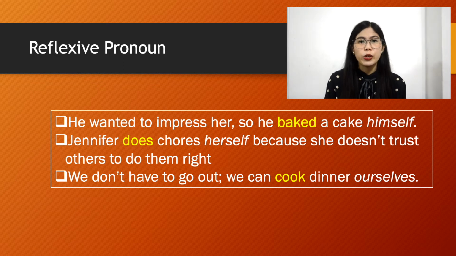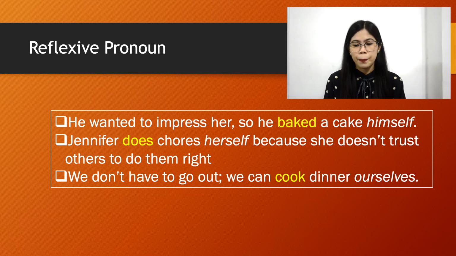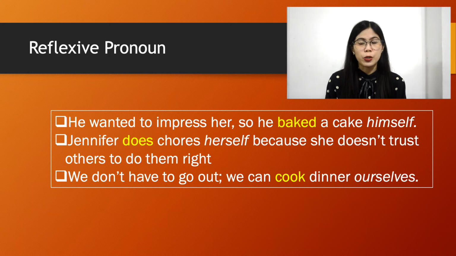Next, we don't have to go out. We can cook dinner ourselves. The reflexive pronoun used here is the word ourselves. And this refers back or pertains to our subject, which is we. You may also notice that before ourselves, there is a verb, which is cook.